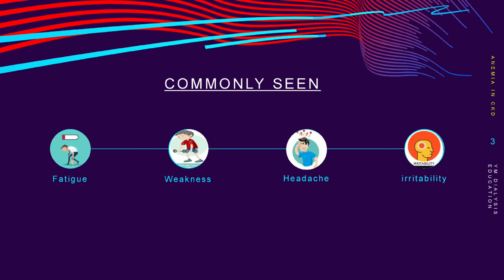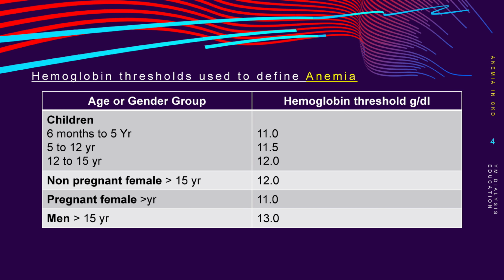Fatigue, weakness, headache, and irritability are commonly seen in people with anemia. KDIGO Anemia Clinical Practice Guidelines identify iron deficiency as the most commonly encountered cause of anemia in CKD patients. Hemoglobin measurement is the gold standard for assessment of the severity of anemia. Hemoglobin is measured in grams per 100 ml, and each gram carries 1.34 ml of oxygen, or in other words, one hemoglobin can carry 4 oxygen.